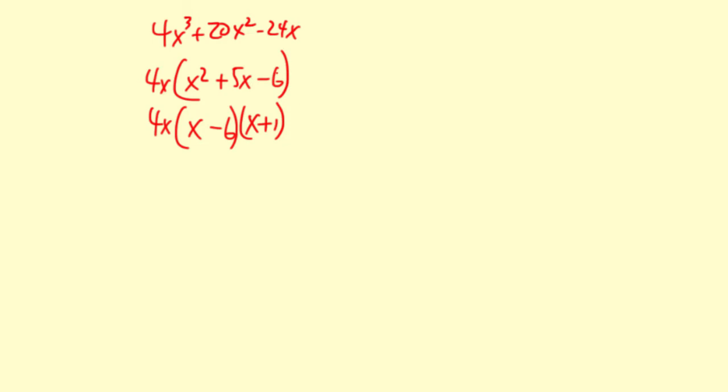And you can go through the grouping process if you need. I was just able to do this one mentally. But remember, what you do is you take the factors of negative 6 that add to make 5. So that would be negative 6 and then plus 1. And then those are your factors.